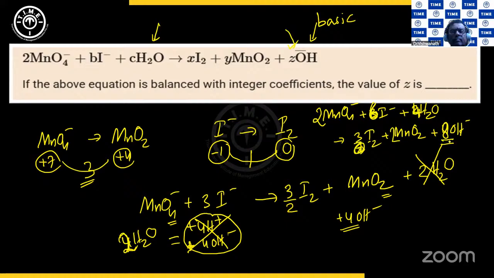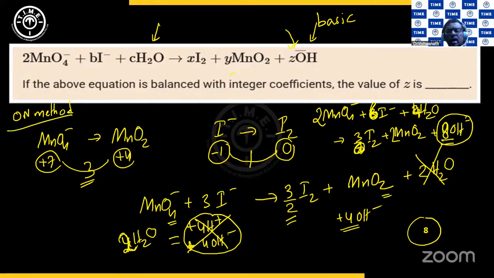I hope this is clear. So first we got 3 by 2, but then 3 by 2 is not allowed because we need integer coefficients. So 3 by 2 cannot be used. So I multiplied the entire thing with 2. So we got 8 OH minus. So Z is equal to 8. I hope this is clear. So we have used a basic medium, but still we have used the oxidation number method because that is the quickest. I hope this is clear. Otherwise you can spend some time on this once again and go through it to make things clear. Shall we move on to the next question?